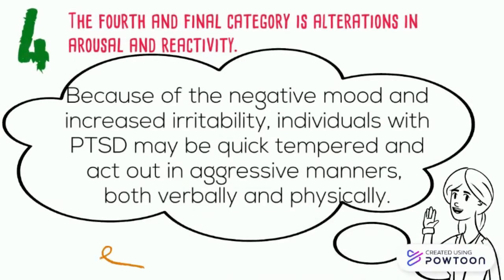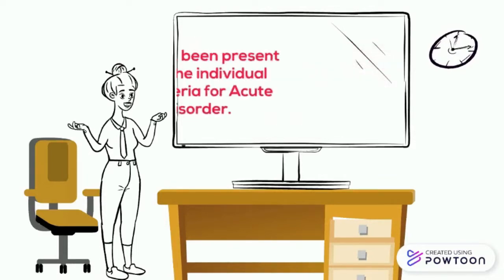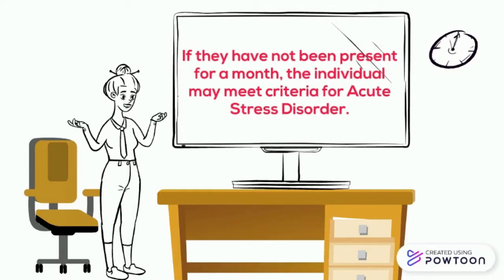The fourth and final category is alteration in arousal and reactivity. Because of the negative mood and increase of irritability, individuals with PTSD may be quick-tempered and aggressive, both verbally and physically. Duration of symptoms is also important, as PTSD cannot be diagnosed unless symptoms have been present for at least 1 month. If they have not been present for a month, the individual may meet the criteria for acute stress disorder.